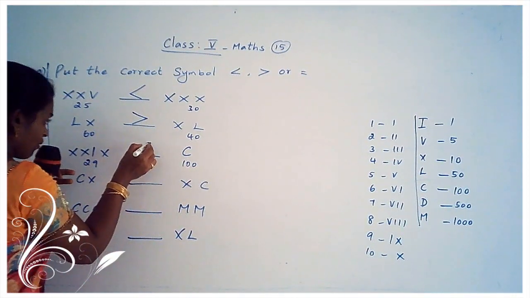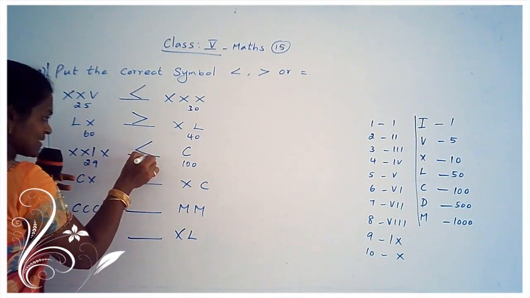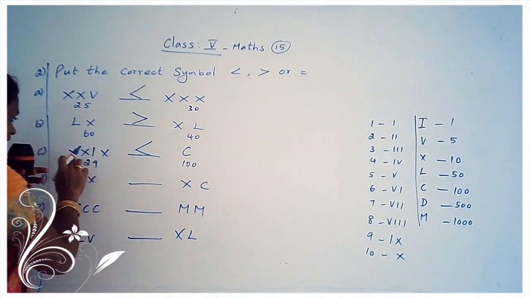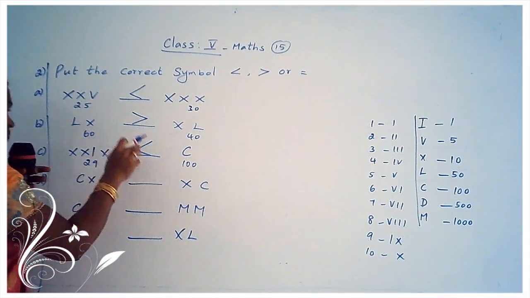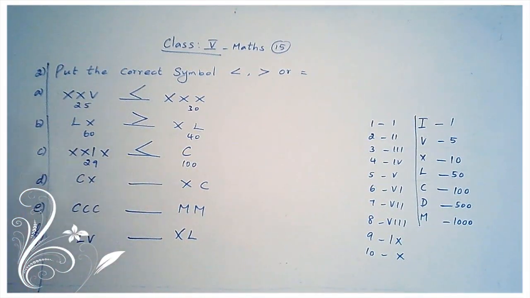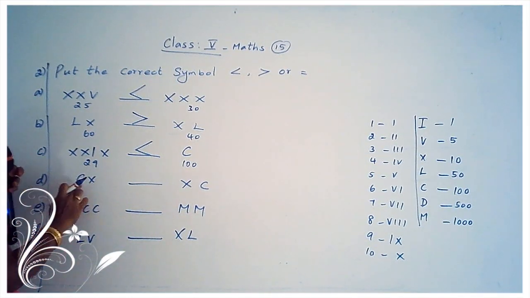Okay, children. So you put the sign like this. Yes or no? This is the bigger number, so big mouth. So XXIX is smaller than or less than C. Are you clear? Yes. Now next question.